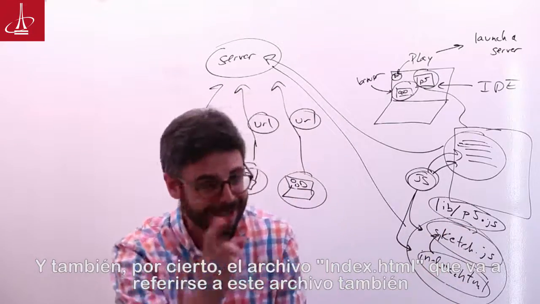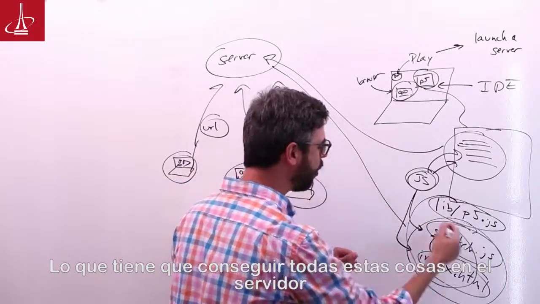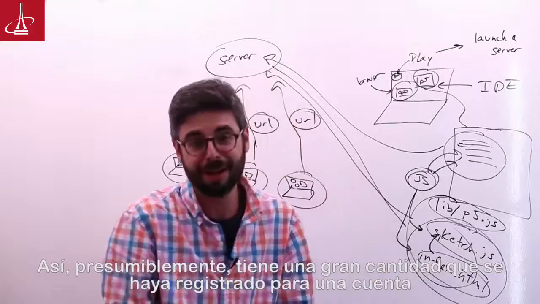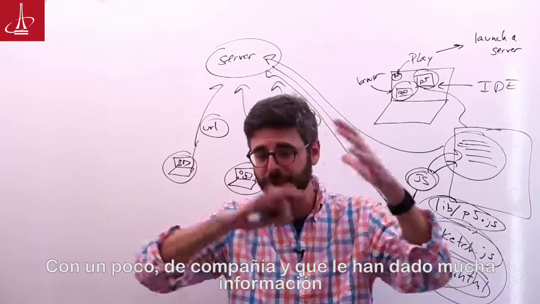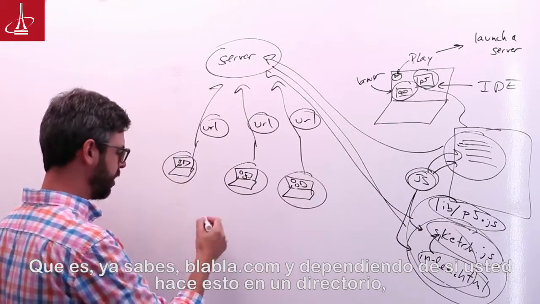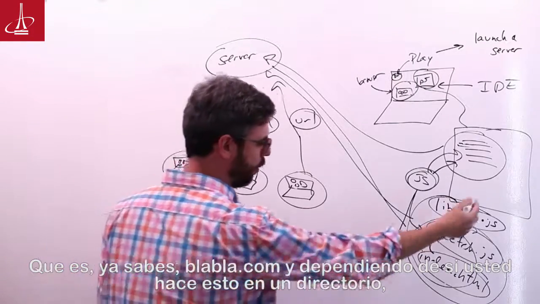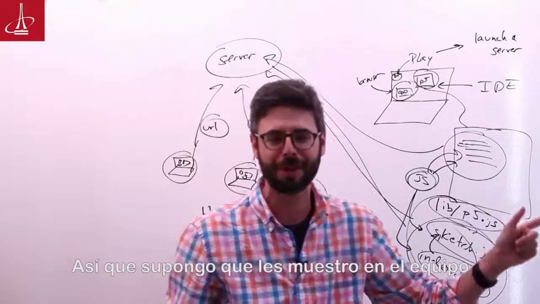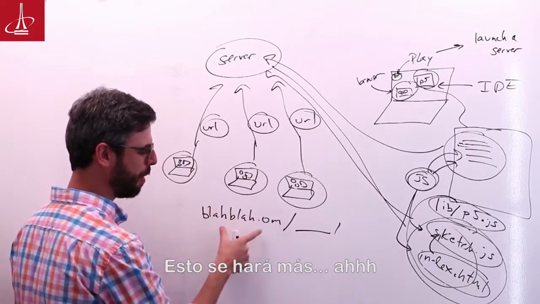And also, by the way, the index.html file is going to refer to that file too. So you've got to get all these things up on the server. Then you've got to know, what's your URL? Well, presumably you have a host, you register for an account with some company, and they give you lots of information, and you know what your URL is. It's blah blah .com, and depending on if you make this into a directory, then maybe it's going to be something something. When I show you on the computer, this will become clearer in more detail.